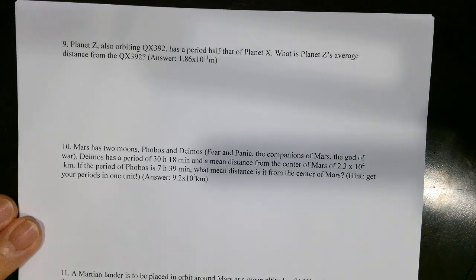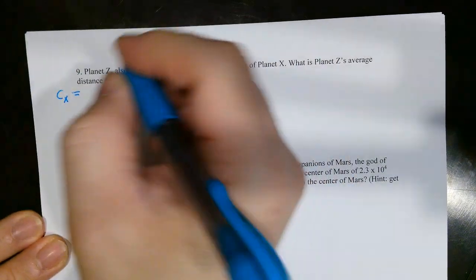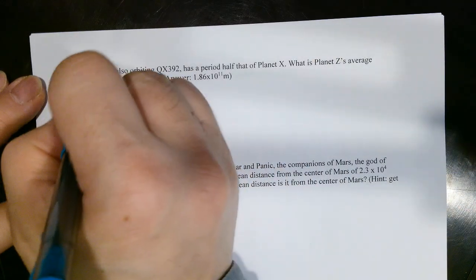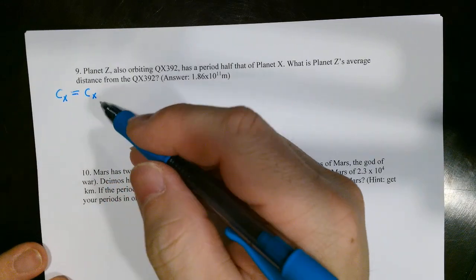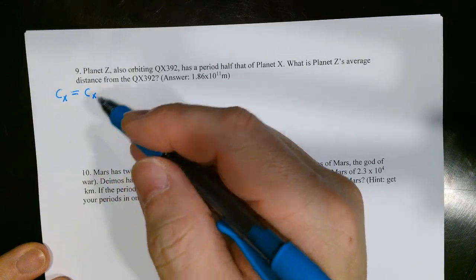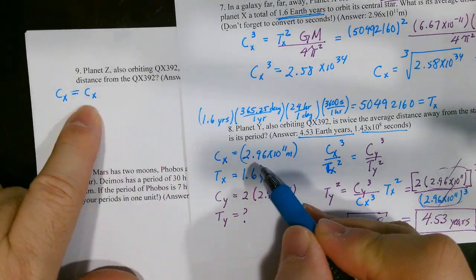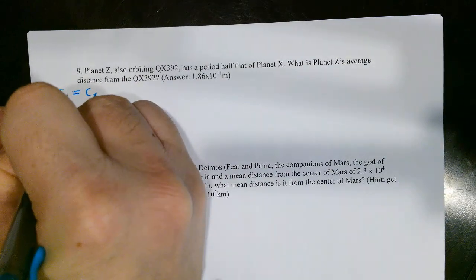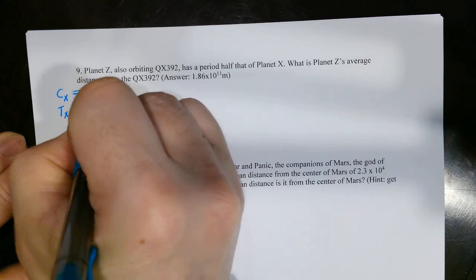Okay, again, we can use Cx. Let's do it differently this time, just Cx. We'll just call that 2 point whatever as Cx. Like we'll call this right here just Cx. Okay? And then Tx is 1.6 Earth years.